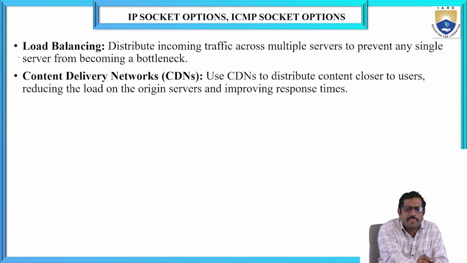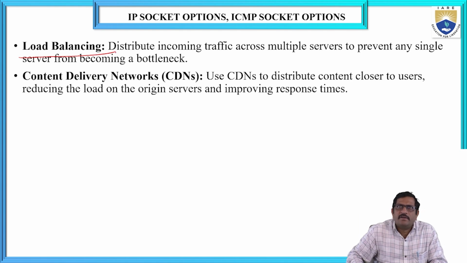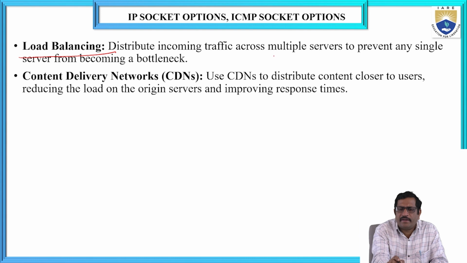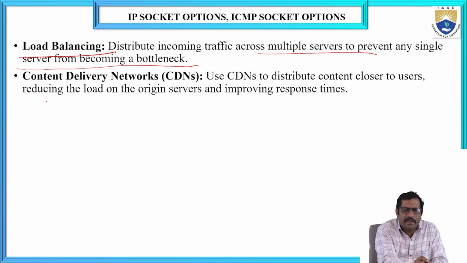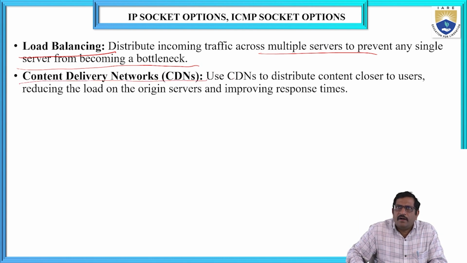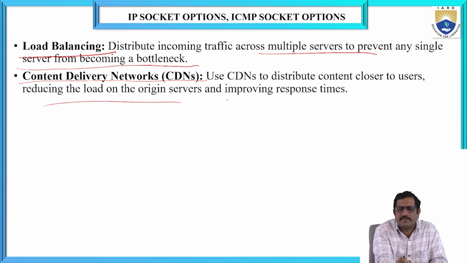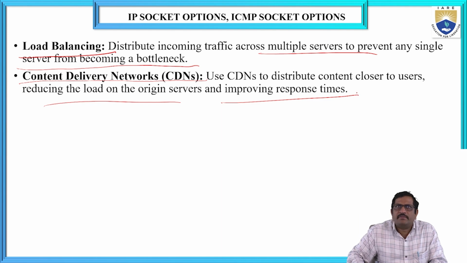Load balancing: with load balancing, incoming traffic is distributed across multiple servers to prevent any single server from becoming a bottleneck. Content delivery networks: these use distributed content closer to the user, which reduces the load on the origin servers and improves the response time.